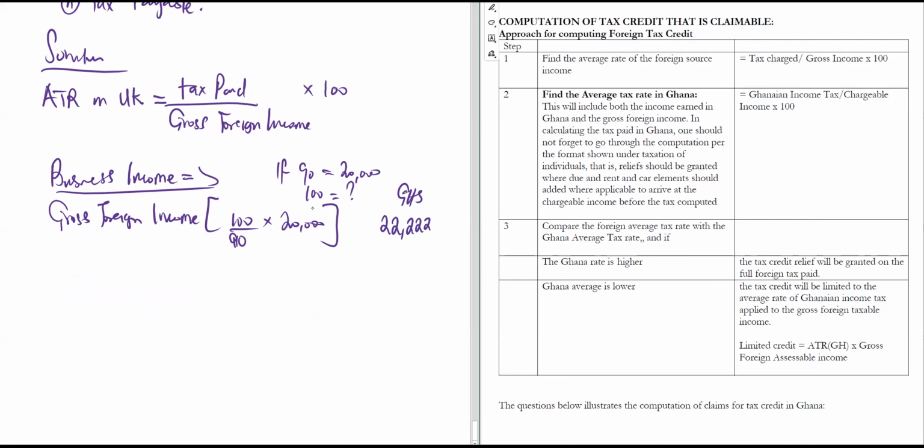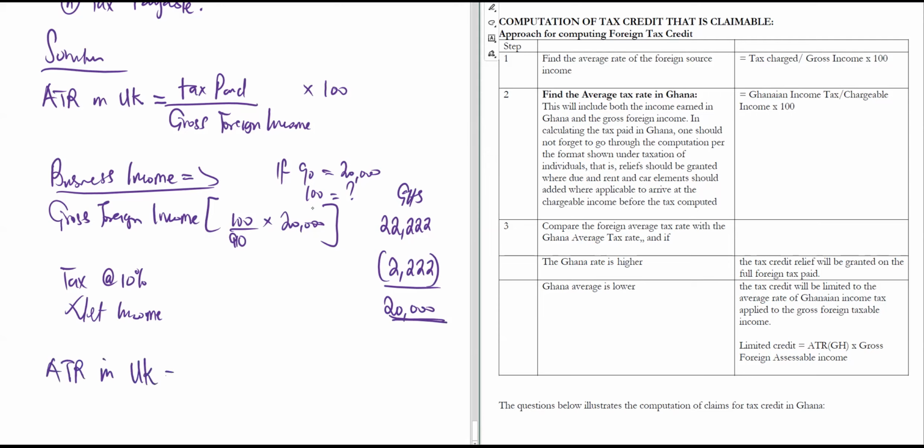Okay. Now that we have this, they took tax of 10%, right? Do you remember? And that's 2,222. Is that not so? That's what gave us the net income of the 20,000. Okay. Nice. So what is the average tax rate in the UK? Let's get it. That's our tax paid, 2,222, right? Divided by the income of 22,222, right? Is that not so? 10%.